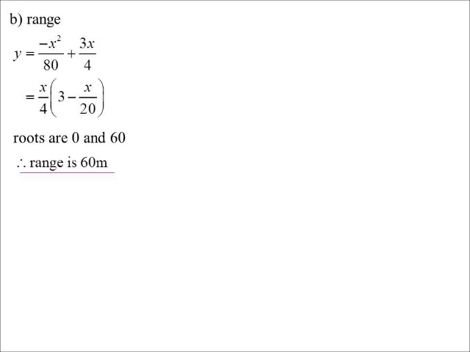What was the next one? The range. Okay, I've factorised this so I could find the roots quite easily. Obviously one's going to be 0 because that was where I was releasing it from. So the other one must be the solution to 3 minus x on 20, which is of course 60. So there's our other one.